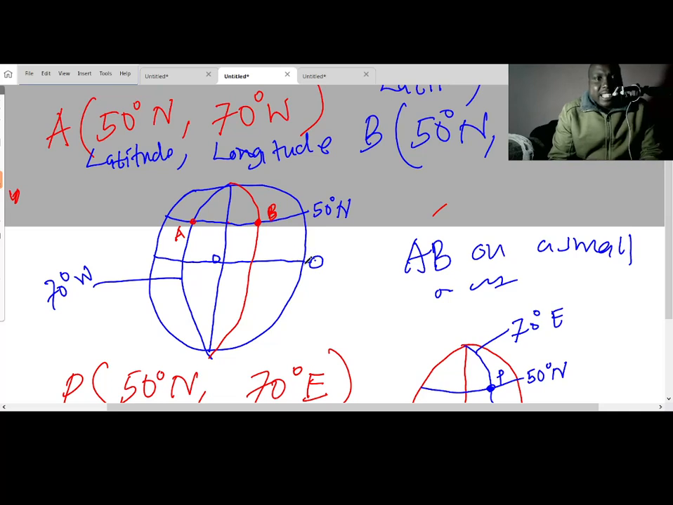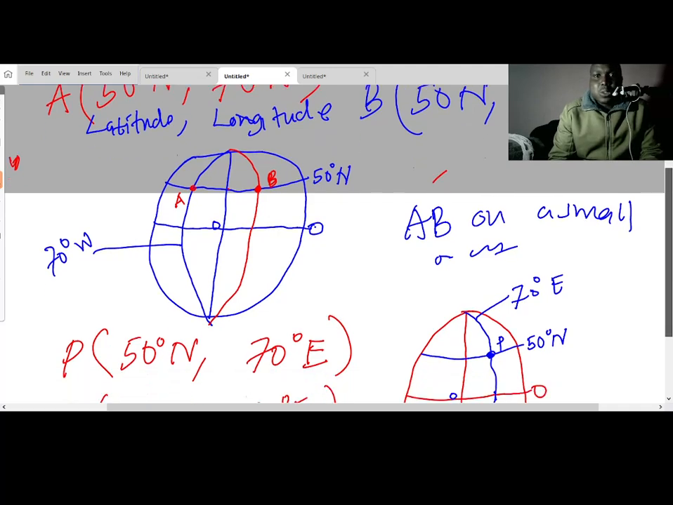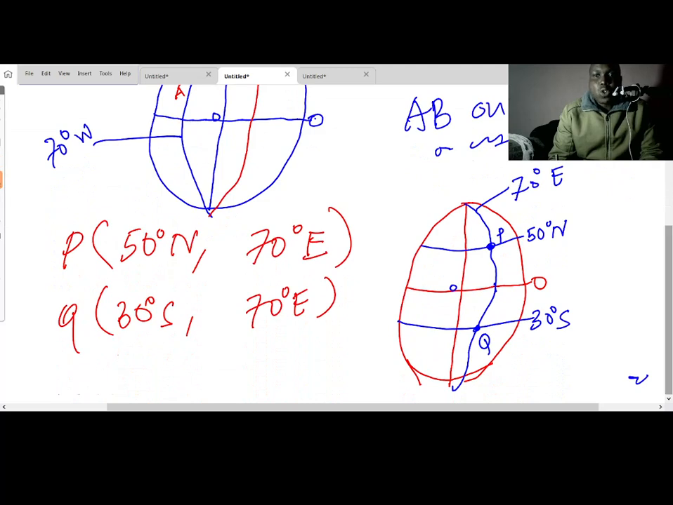Nilisema anything that is 1 degree north, 2 degrees north mpaka 90, all of them are small circles. 1 degree south, 2 degrees south, 3 degrees south to 90 degrees south, all of them are small circles. So when you see the latitude is 1, 2, 3 mpaka 89 north, south, that one is a small circle. But now let us see whether Q and P is a small circle or a great circle. Is P and Q a great circle or a small circle? Let us check. P is found where?